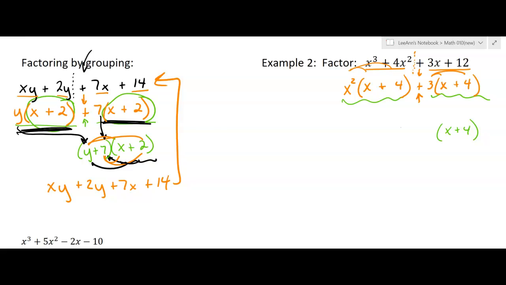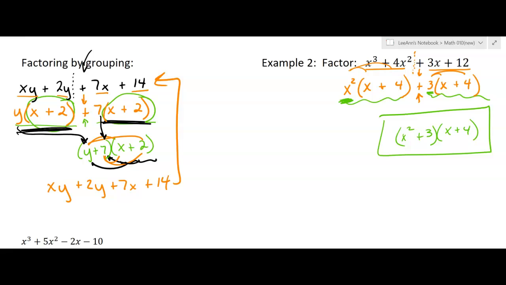And then what are you going to have left in the front, though, for the front factor? It's going to be this x squared right here, because you took the x plus 4 out, and then you're going to have the plus 3. All right, that is multiplied. That is factored. That is stuff times stuff.